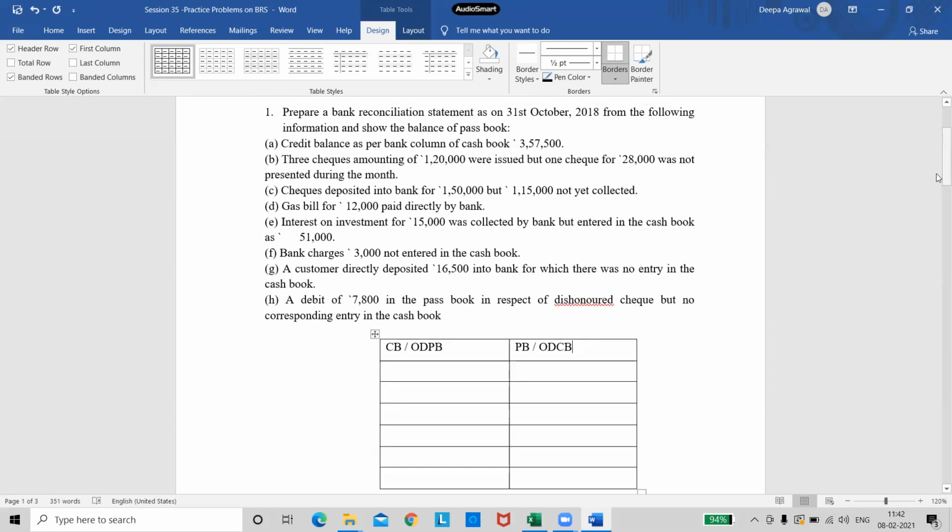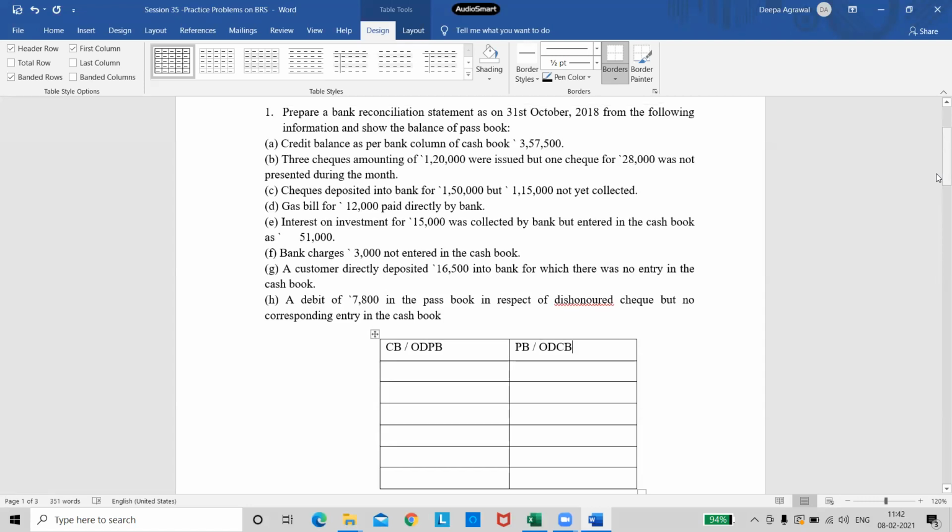Prepare a bank reconciliation statement as at 31st October 2018 from the following information and show the balance of passbook. So what is he asking us to prepare? He's asking us to prepare a BRS, and first thing which we need to be particular is the date. The date of BRS should be 31st October 2018. And he's asking us to find out the balance of passbook. So it implies that he has given us the balance of cash book.